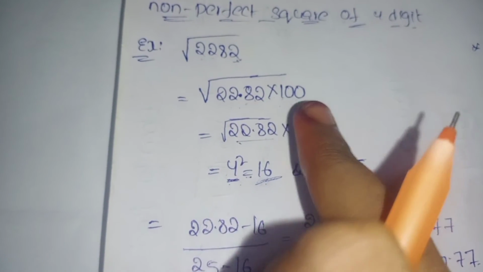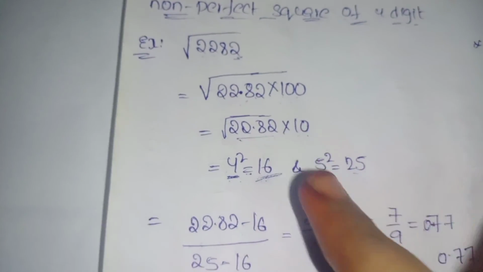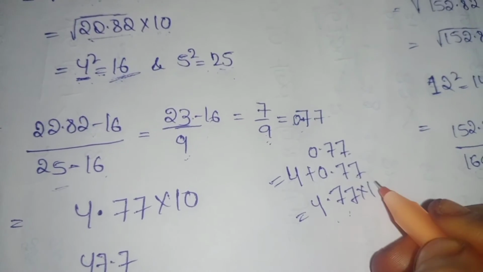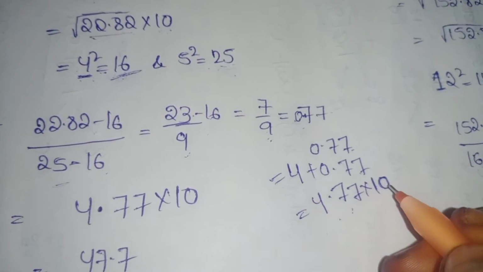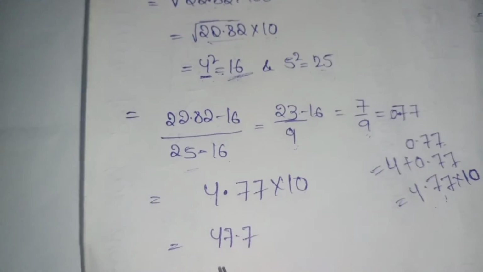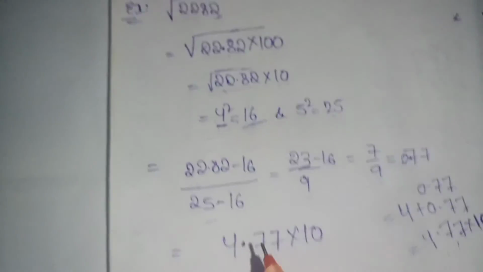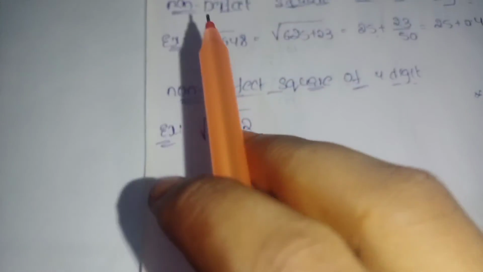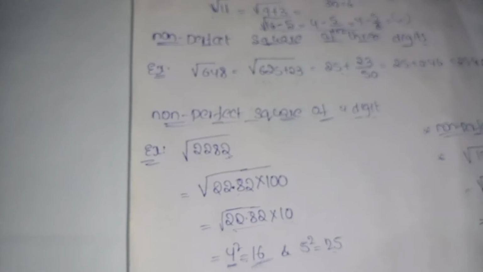The 100 is removed from the root, getting 10. So in the last step, I have to multiply 10 with this number. So 4.77 times 10 equals 47.7. This is the answer for the square root of 2282. This is the concept of non-perfect square of 4 digits.